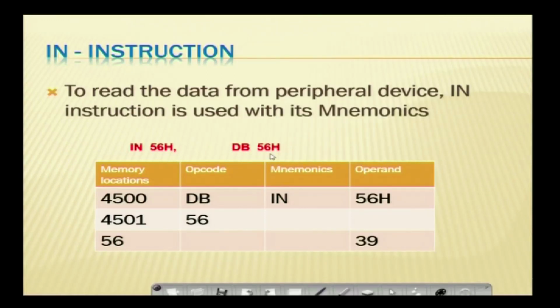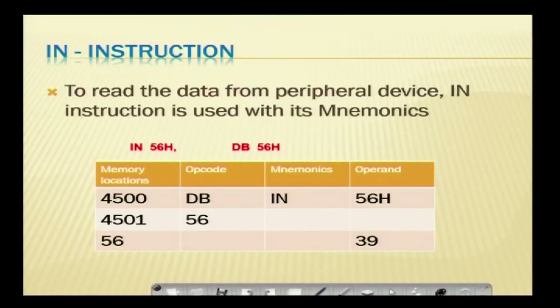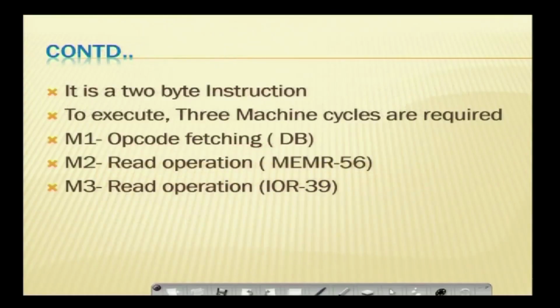Then this is a 2 byte instruction. So, we need 2 addresses, 4500 and 4501. In 4500 we are loading the opcode value which is DB, in 4501 we are loading the port address which is 56. After that the internal operation is performed. The specified address value is moved to the accumulator. So, the specified address is 56, it has some value, and that value is moved to the accumulator. Here we are considering that value as 39. So, the IN instruction is a 2 byte instruction.